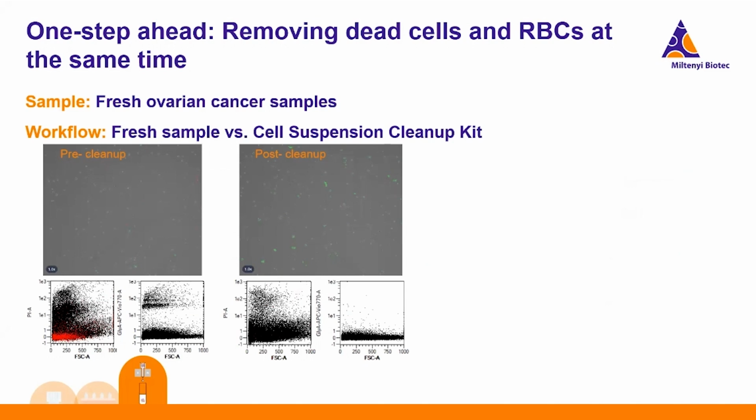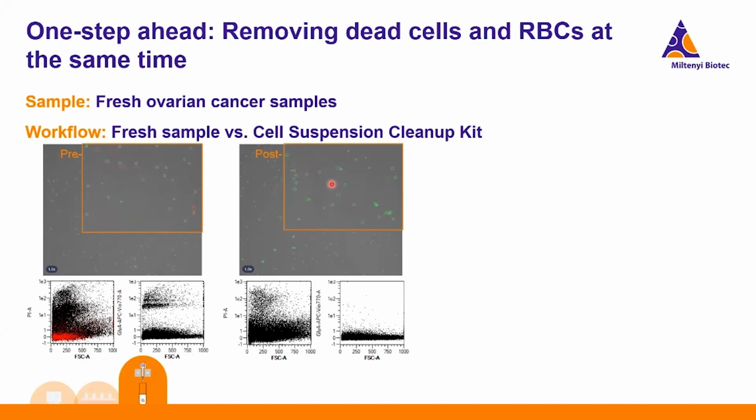So on the left, you can see an image of a sample which was dissociated but didn't receive any cleanup. And on the right, you have the image after using our cell suspension cleanup kit. If you have a closer look at a part of the image, you can see that on the left, you have green, red, and grayish circles. This is an indication for live, dead, or erythrocytes.